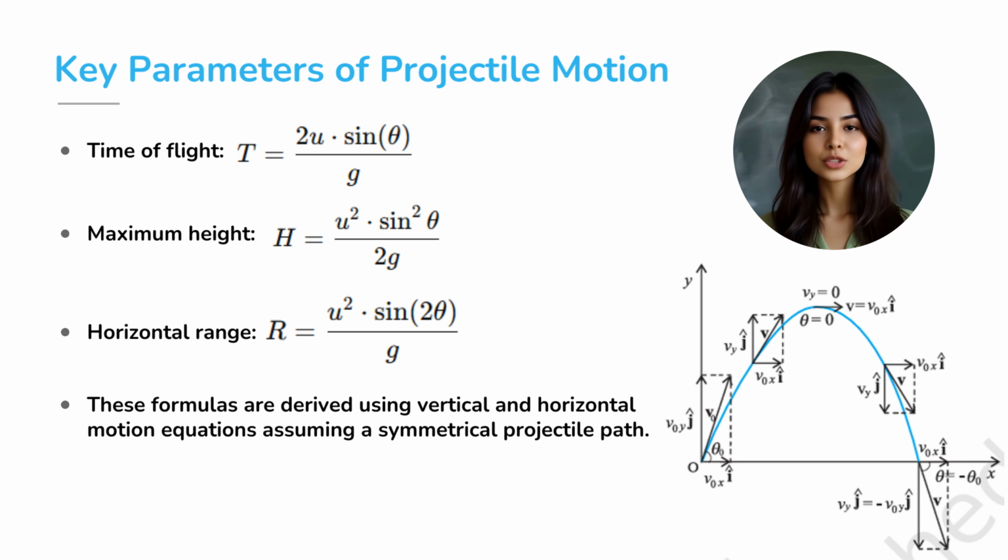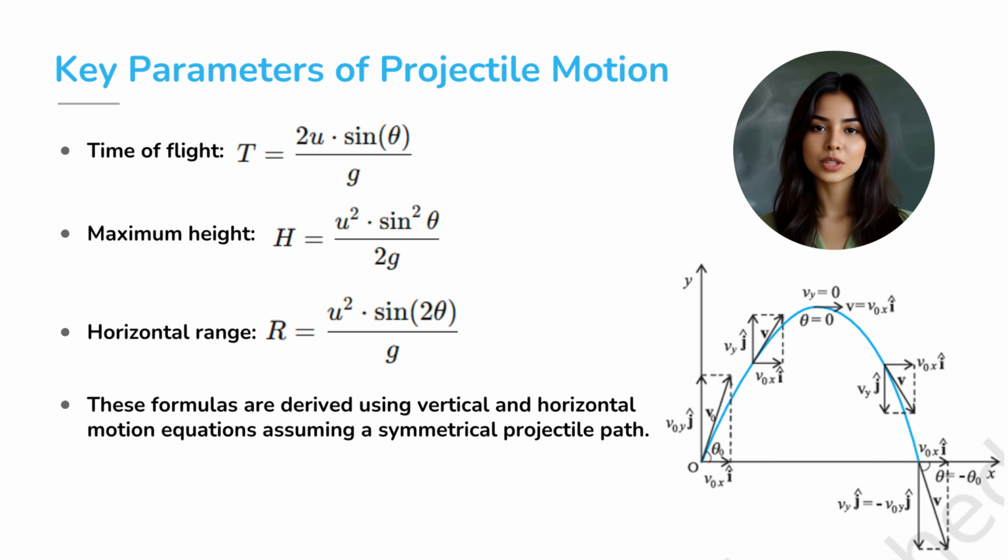Projectile motion has three key quantities that help us understand and predict the motion. First is time of flight, how long the projectile stays in the air. It is given by t equals 2 multiplied by u multiplied by sine theta divided by g. Second is maximum height, which is the peak point in the motion. It's given by h equals u squared multiplied by sine squared theta divided by 2g.